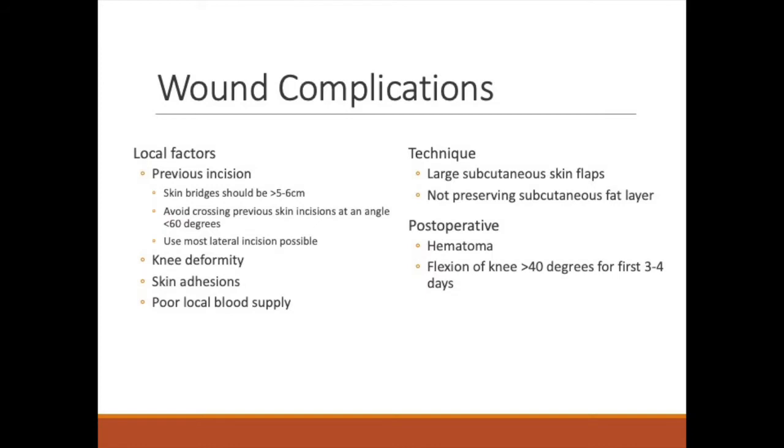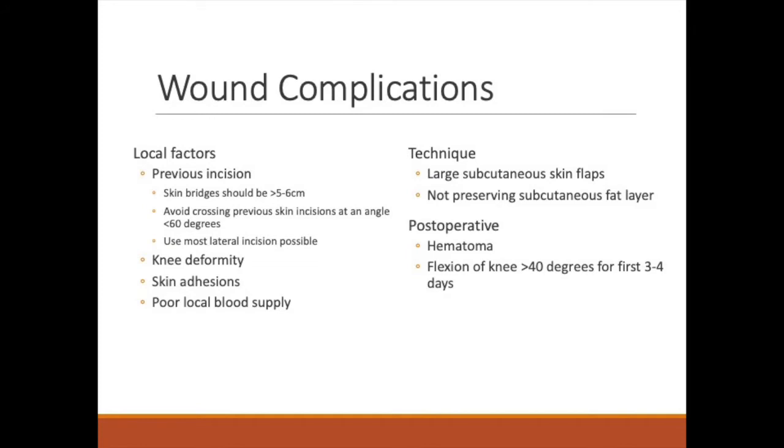So in terms of wound complications, there are local factors, including the presence of a previous incision. Skin bridges should be about 5 to 6 centimeters, although this is some rather old data. Newer data suggests that you just need to be within the dermatomal distribution of a specific blood supply. As long as you maintain different dermal distributions, you can be as close as you want, because you won't disrupt the blood supply of neighboring dermatomes.